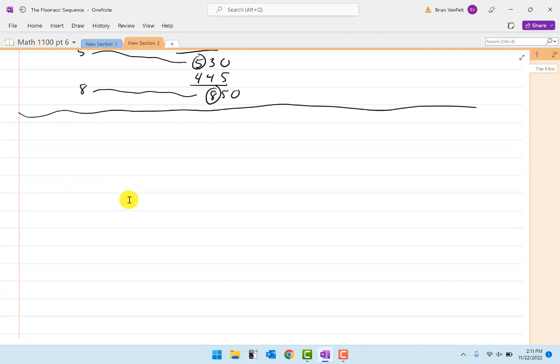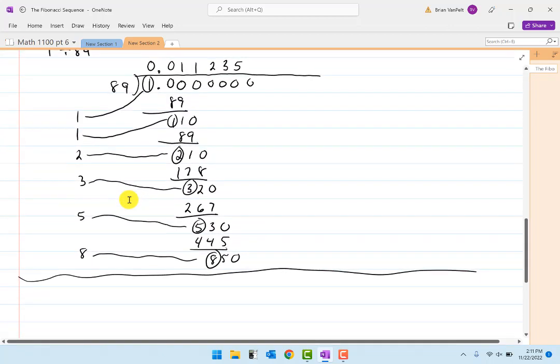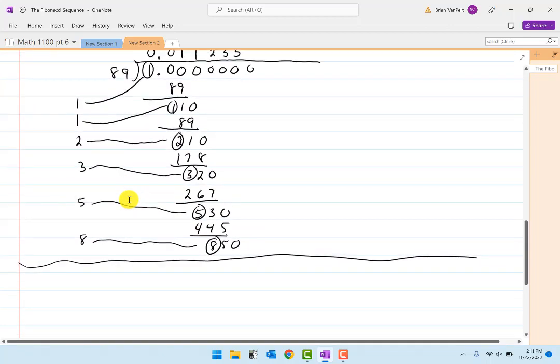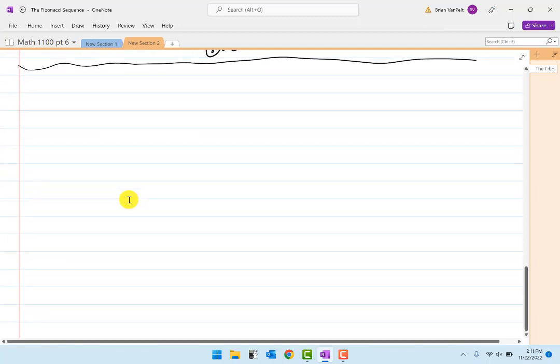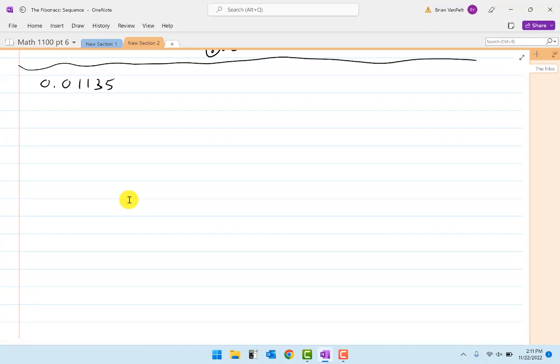If you look at the decimals that I did last time, the 0.01135, actually the next digit after it would be a 9, but this will go on forever. That division will never stop.